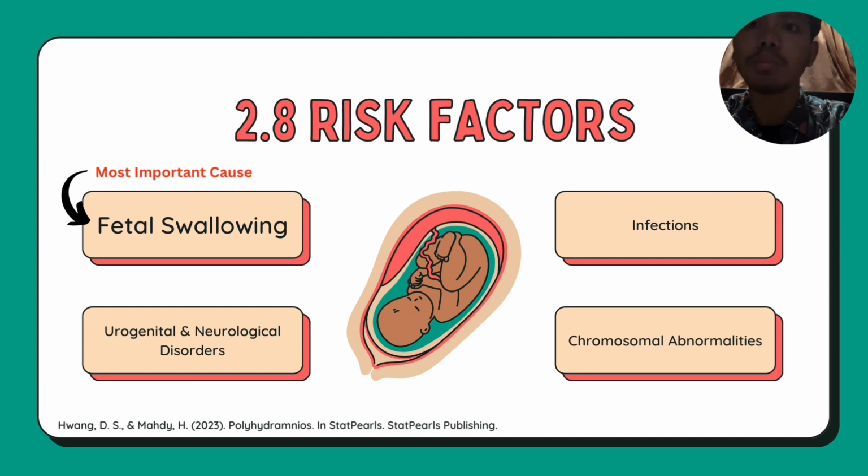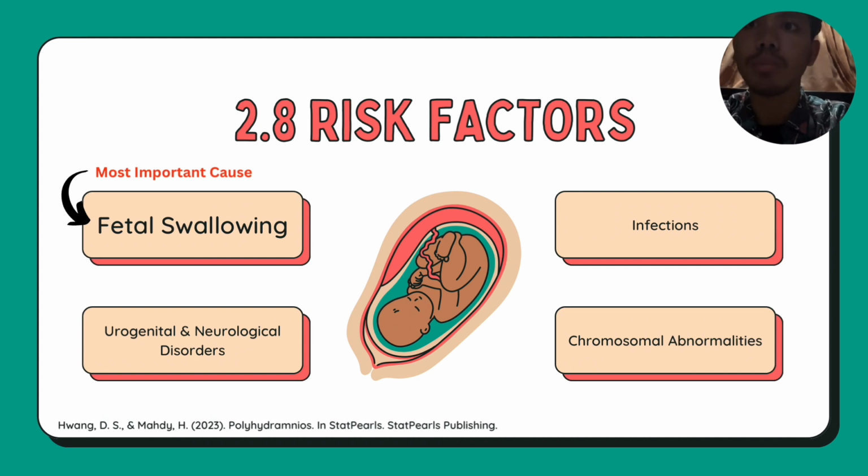Chromosomal abnormalities, birth defects that may involve the structure or number of chromosomes, can also contribute to polyhydramnios. In some cases, these abnormalities may affect the fetus's ability to process fluids or cause structural malformations that alter the amniotic sac.